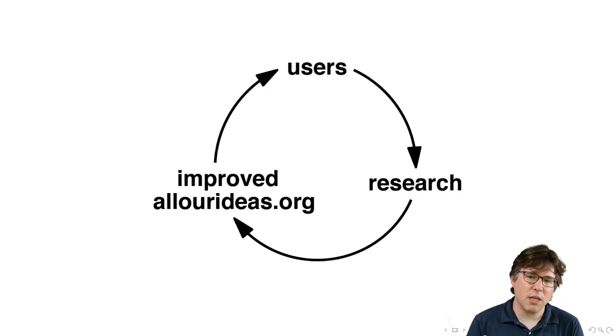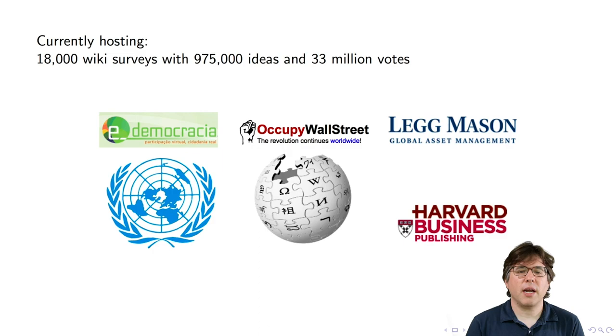So we are currently hosting about 18,000 wiki surveys. We have almost 1 million ideas and 33 million votes. It's been used by a wide range of groups. Here are some examples. There have been governmental organizations. eDemocracia, for example, is a project that was done by the Brazilian House of Representatives, and the UN. It's also been used by social movements like Occupy Wall Street, and Wikipedia. I was particularly happy that Wikipedia used it since Wikipedia was, in fact, one of the inspirations for wiki surveys. And we've also had it used at some firms like Legg Mason and Harvard Business Publishing.